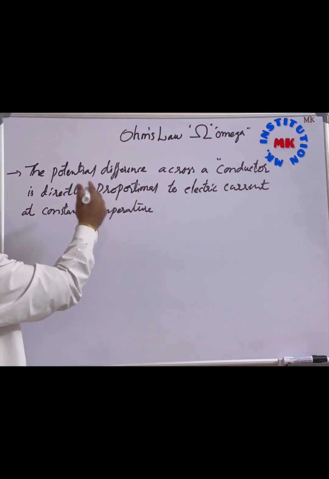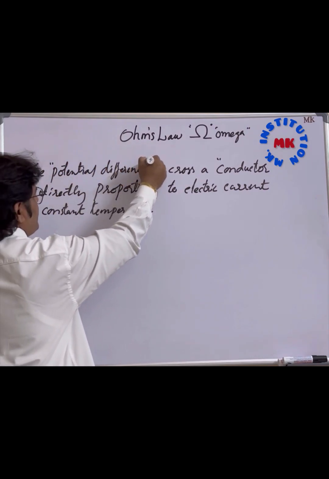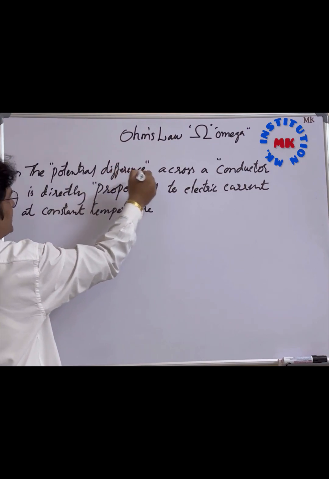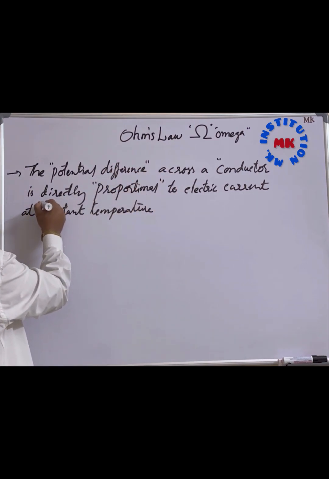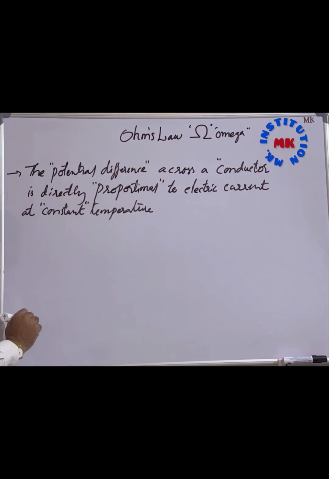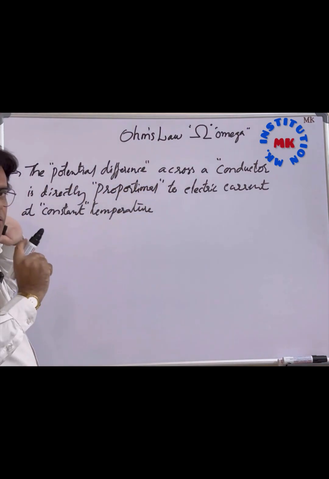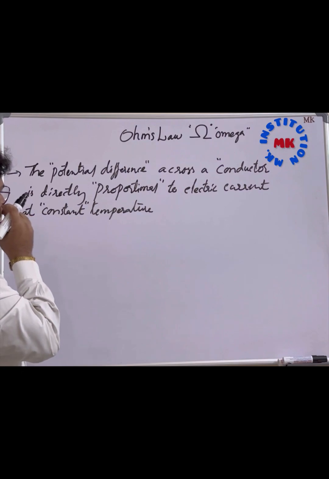So here some words are there: potential difference, conductor, proportional, and constant. These are the four important words. If you understand these four words, you can write the definition of the law. Clear? So what does potential difference mean here?